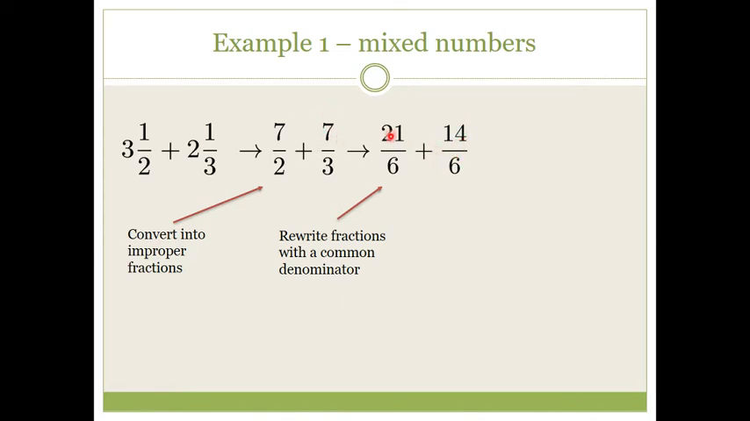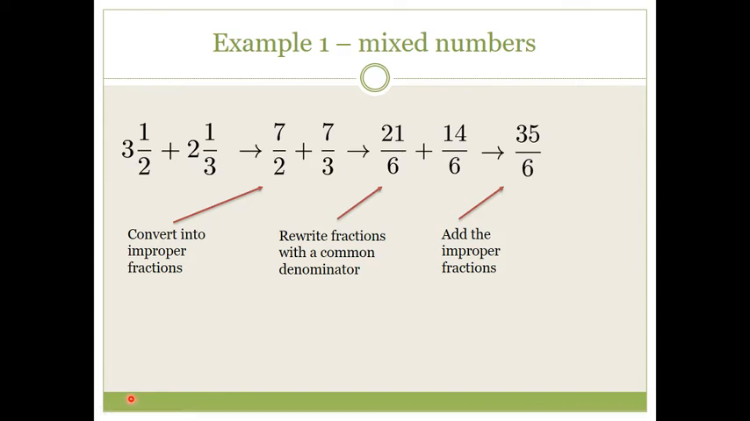Okay, now that I got my equivalent fractions with a common denominator, I can go ahead and carry out the addition. So in this case, we add the numerators, and 21 plus 14 is 35, and the denominator stays the same, which is 6. We do not add or subtract the denominators when we are adding or subtracting fractions.